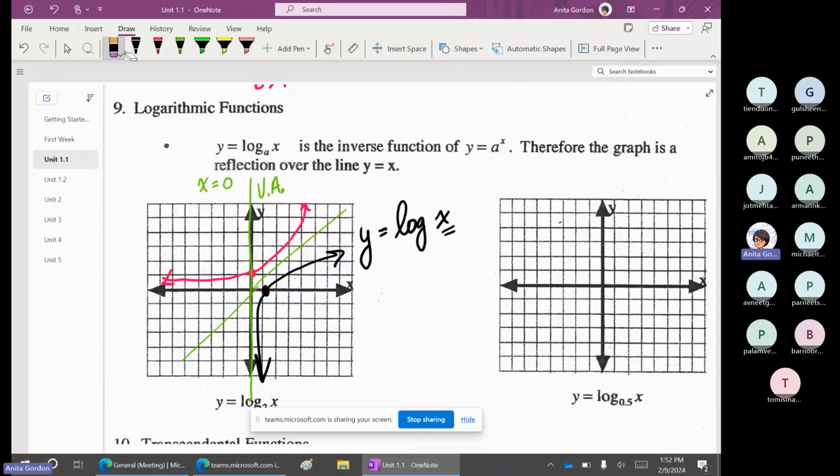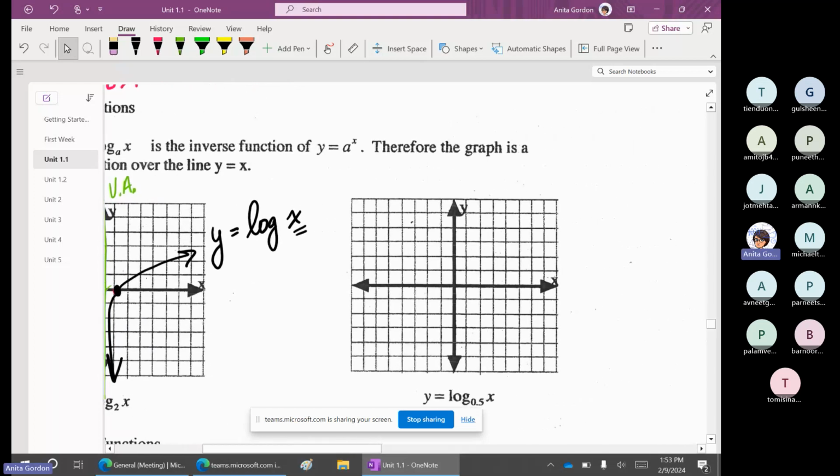Okay, and I'm going to erase my exponential function. I just drew it in for you to see how to derive the log function as an inverse. We have a vertical asymptote at x equals 0, and we have a key point at (1, 0), for when x is 1. Okay. Any questions here?